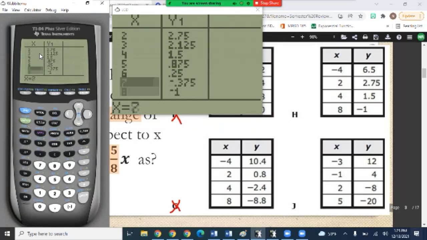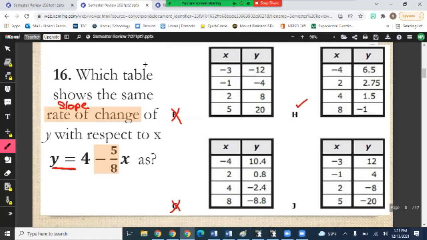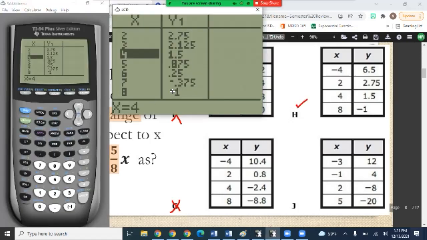I get it. You're already complaining. You're bored because you don't want to check every single one of them. There has been a STAR test where 3 out of 4 of them matched and the last one didn't. So guess who missed it? A lot of people. So 4, 1.5, that matches. 8, -1, 8, -1. So far, my answer is H.